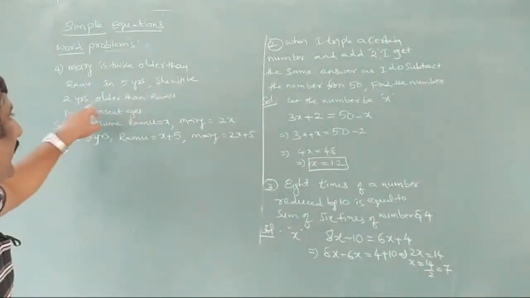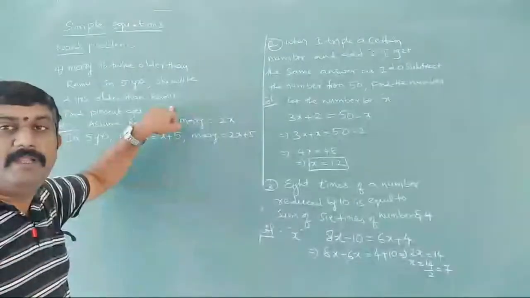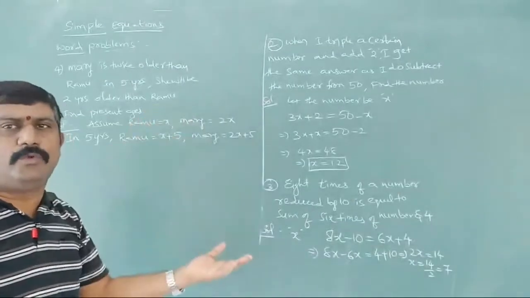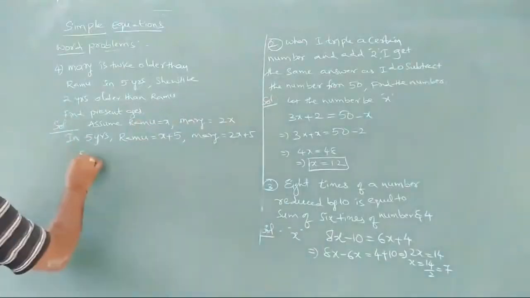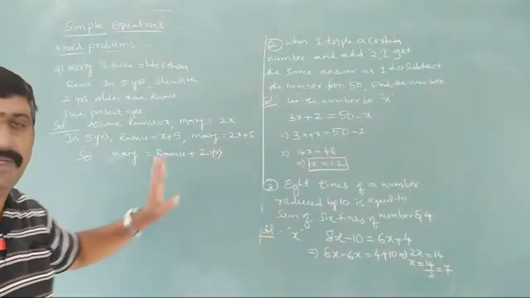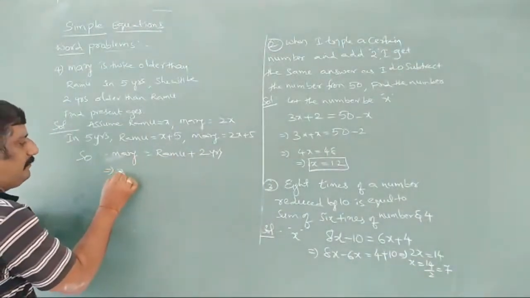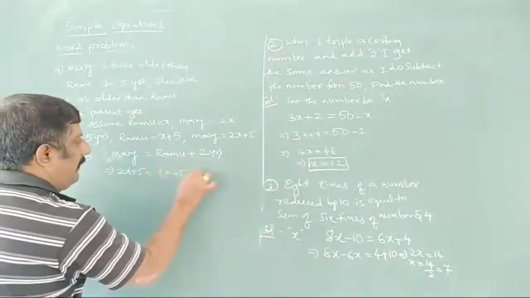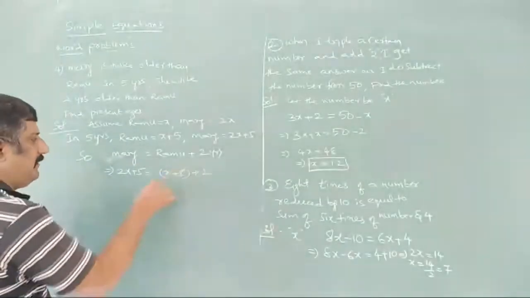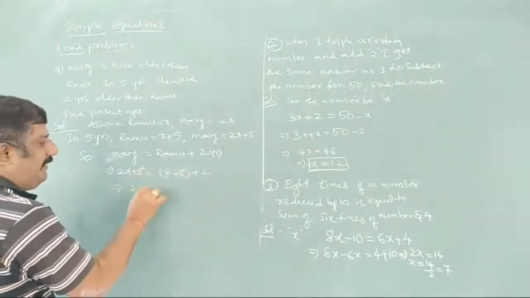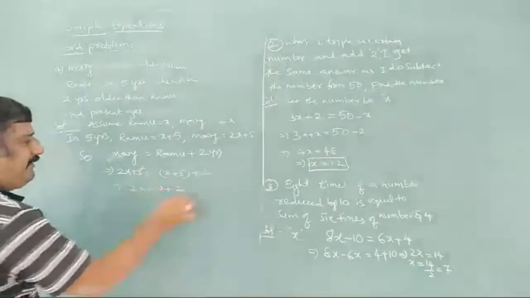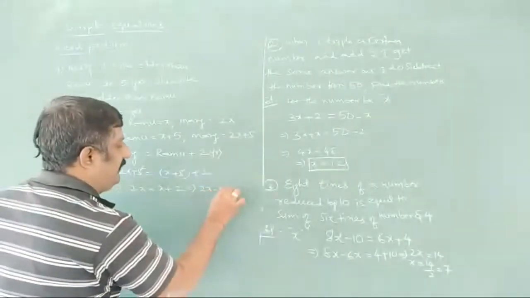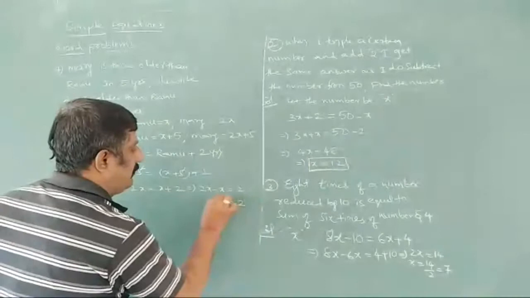She will be 2 years older than Ramu. More 2 years she may get. So how can we write 2 years older than Ramu? Mary is equal to Ramu plus 2 years. What is Mary? 2x plus 5 is equal to x plus 5 plus 2. So simply you can cancel this 5 and 5. 2x is equal to x plus 2. Sending this x here, it becomes 2x minus x is equal to 2, or else x is equal to 2.